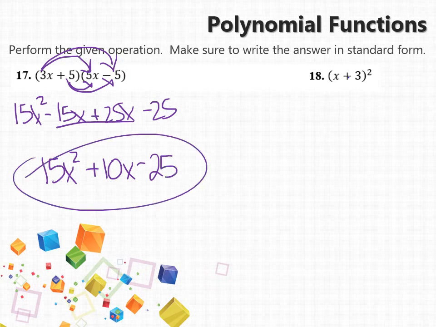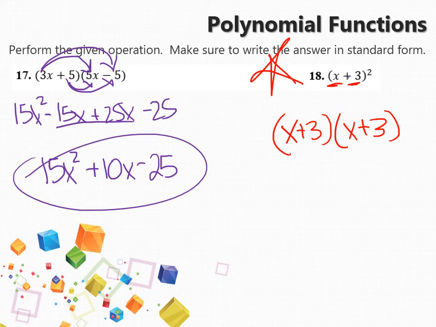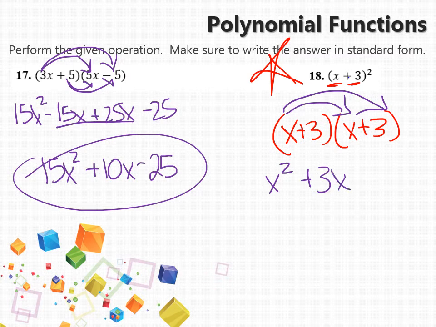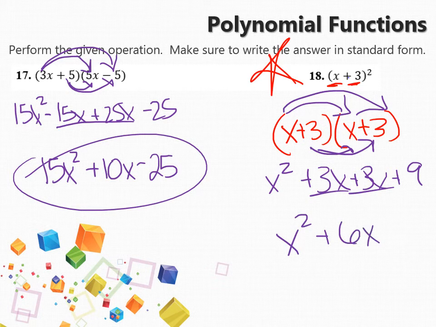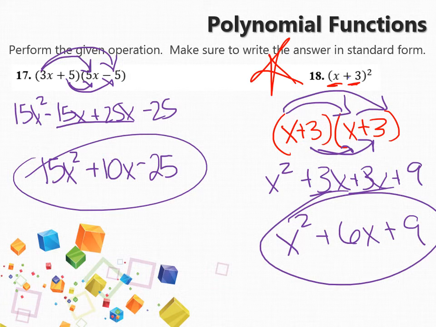Now, common mistake, 18. Put a star by this one, you guys. So often students distribute that squared, but we can't because there's two terms. This is a binomial. So think about, what does squared mean? Squared means we have something times itself. Now, look, we just made it easier because now it's a multiplying problem again. So let's distribute: x squared plus 3x plus 3x plus 9. Combine those like terms, and we now have our final expression in standard form.